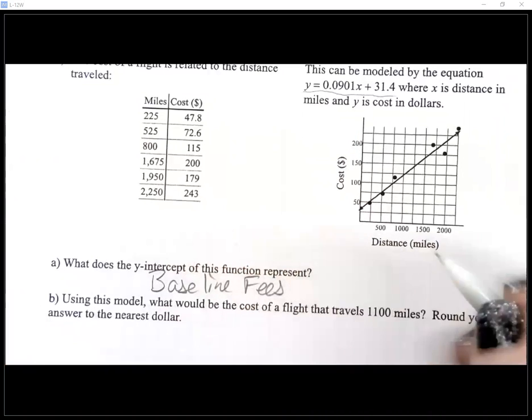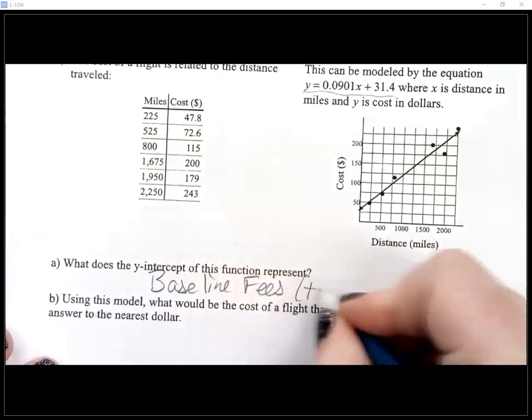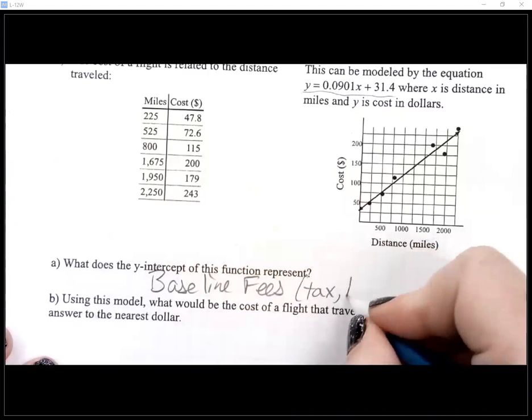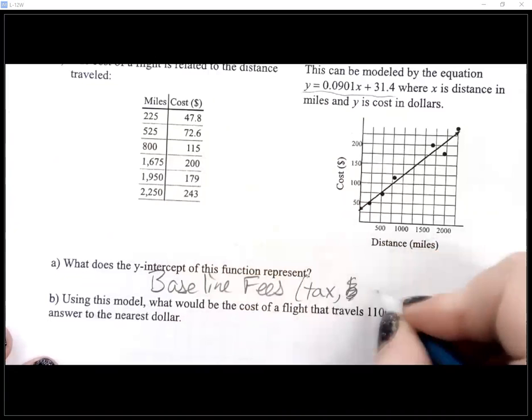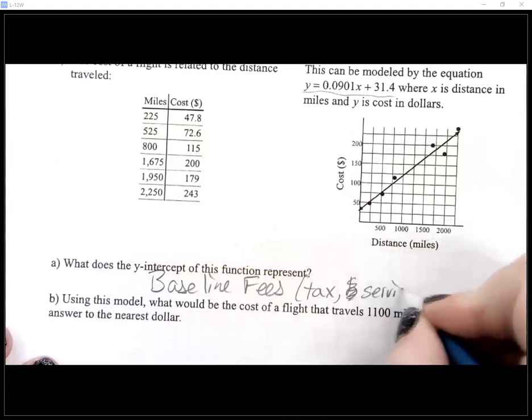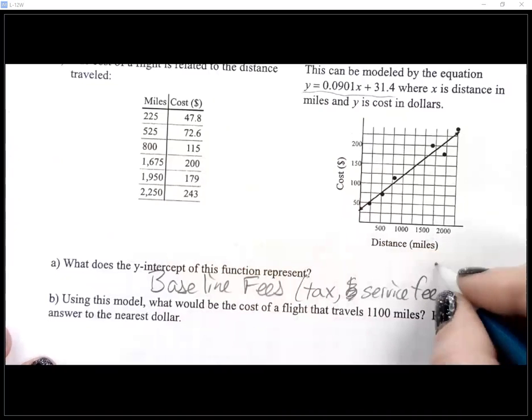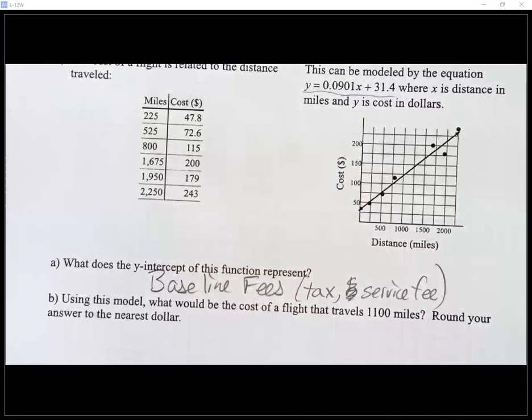So if you want to even list a few: tax, service fee, all those fees that they charge you. Oh, sure, parking. Actually, I don't know. Would you lump it? It's certainly part of your cost if you're going to take a flight. But I'm not paying my parking fee to the airline.